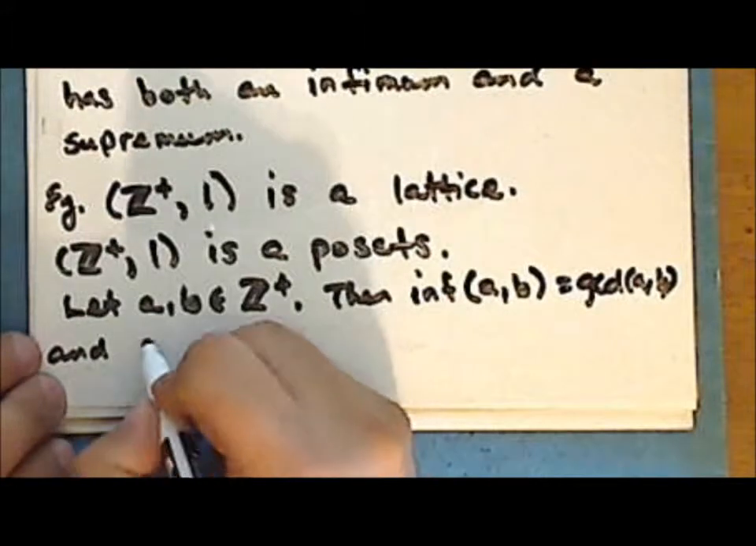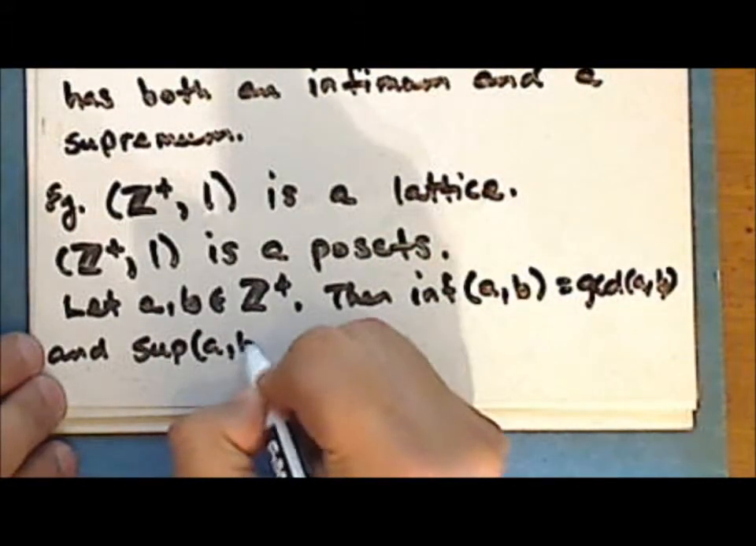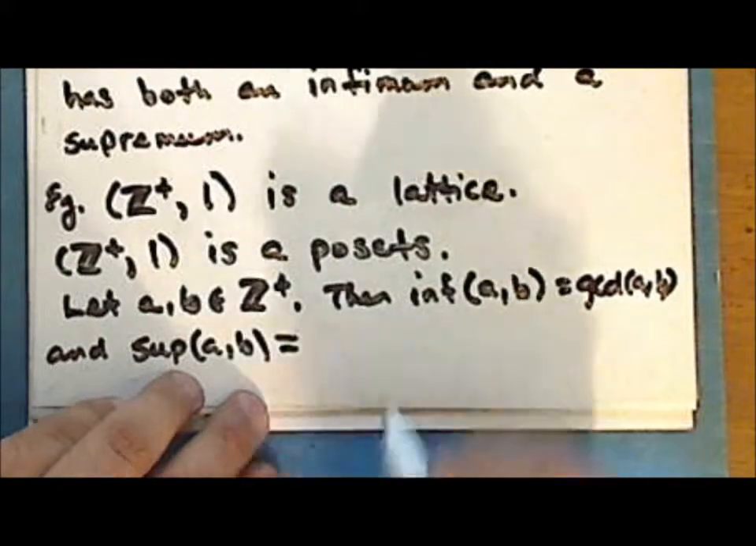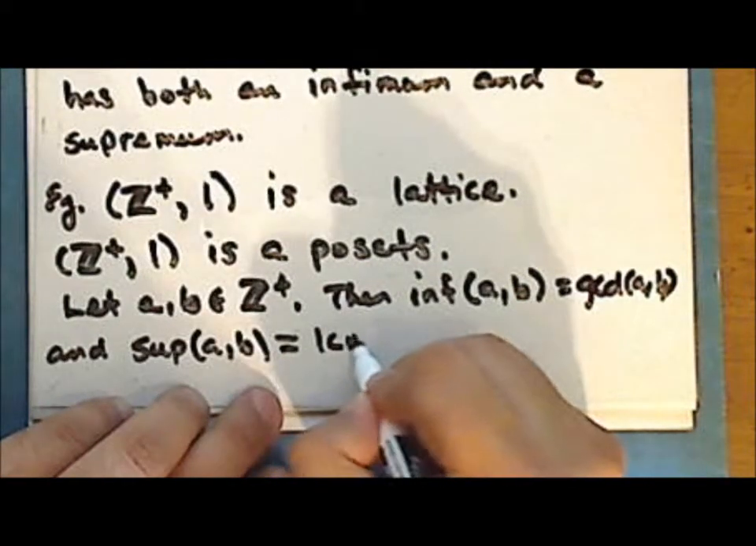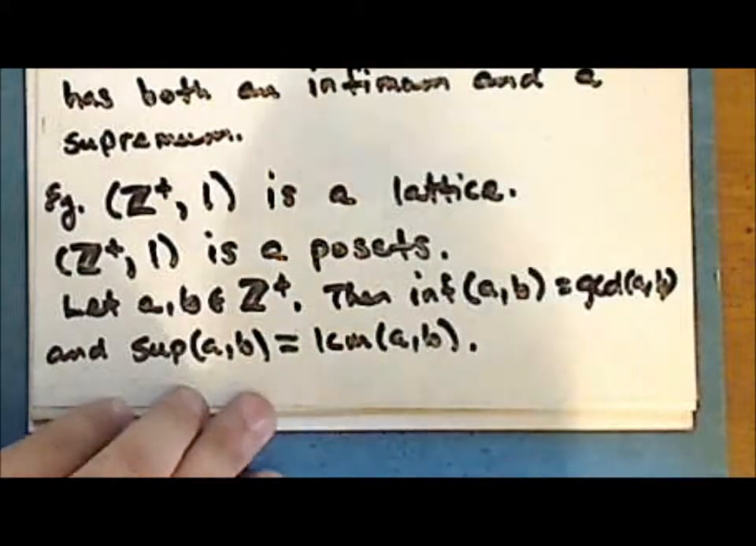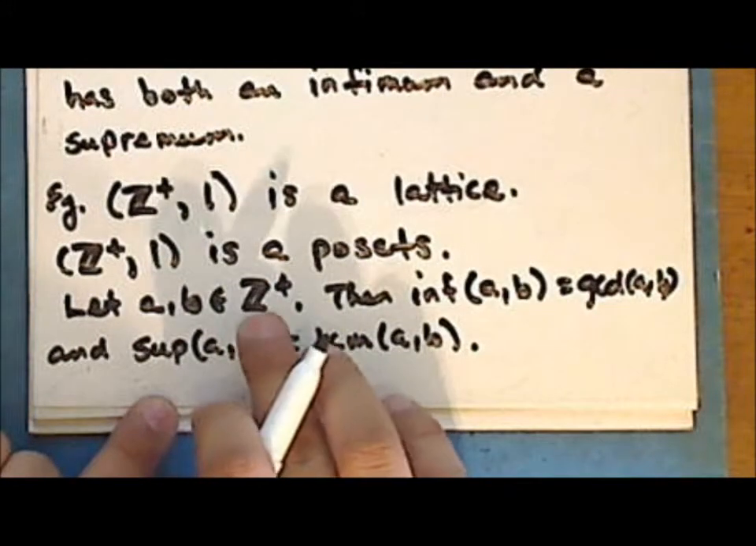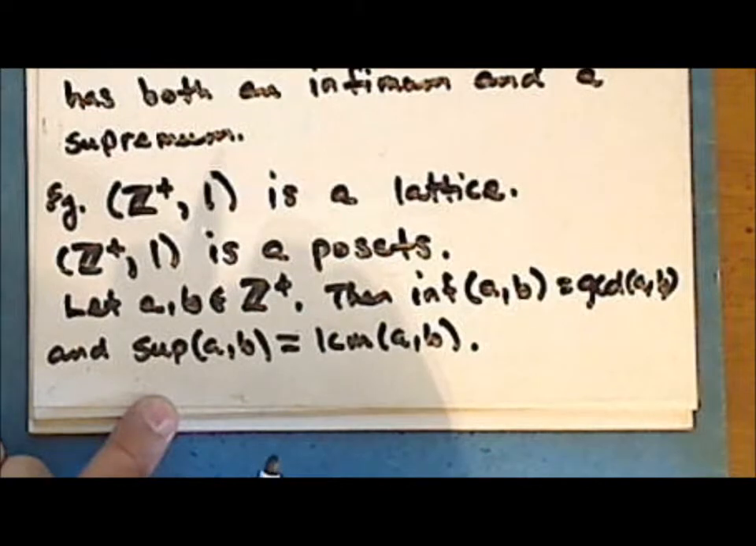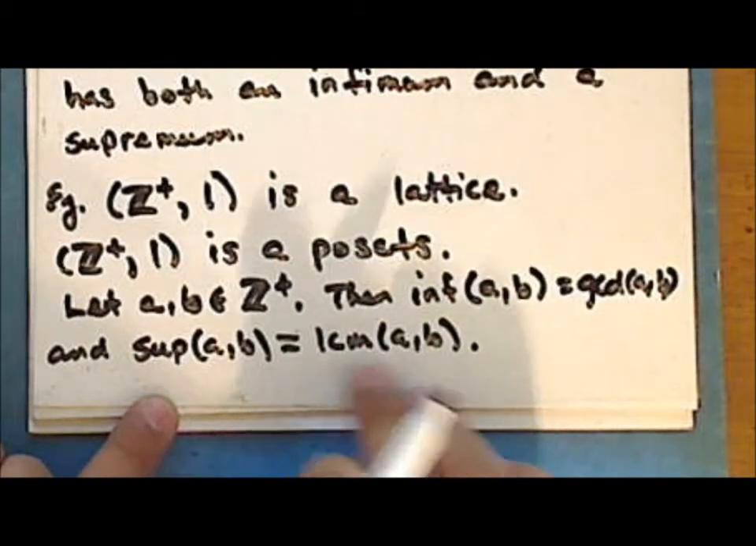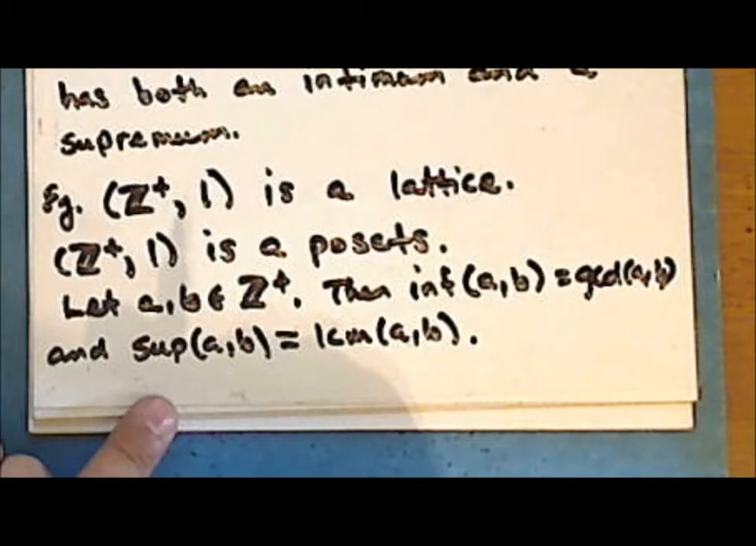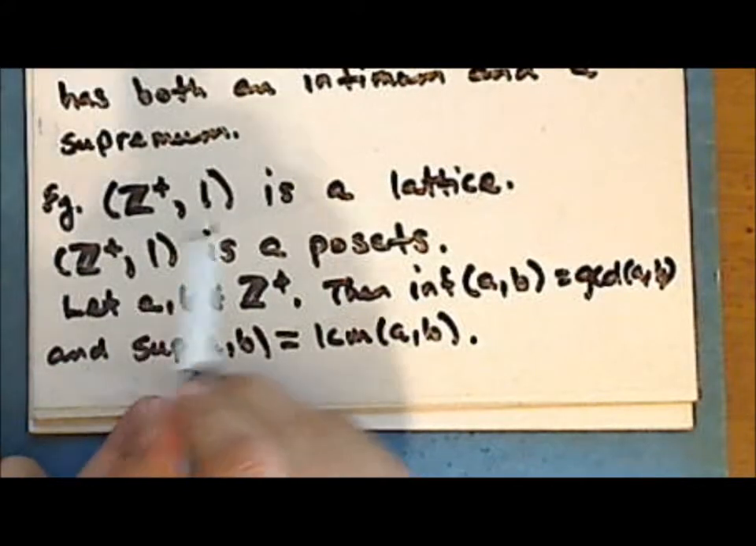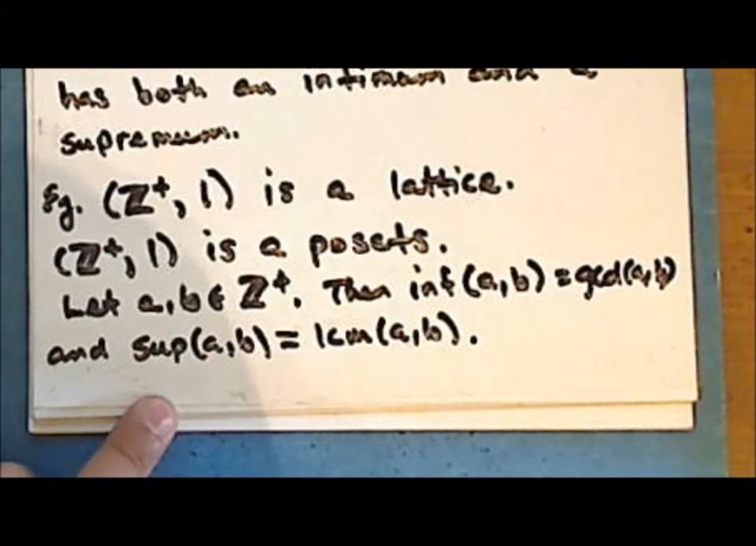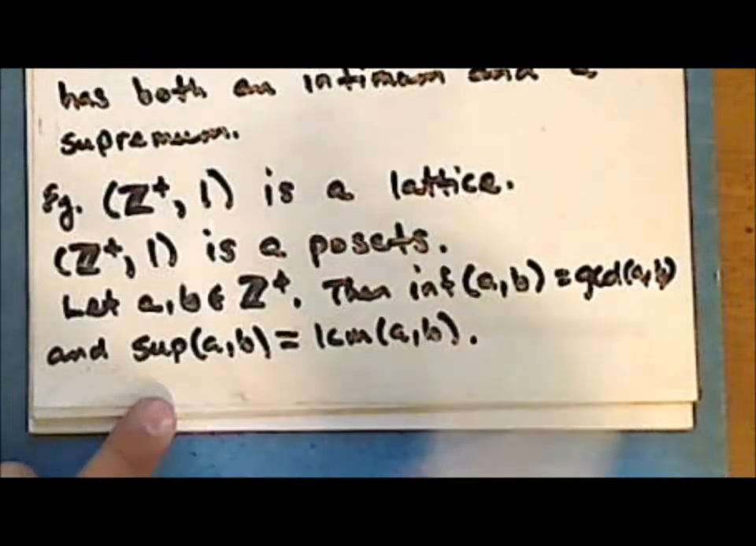And the supremum of the elements A and B is the least common multiple of A and B. And once again, since the elements A and B are positive integers, they are non-zero, and so there does exist a unique least common multiple of A and B, and so the supremum exists. So for every pair of elements in the set of positive integers with the relation divides, each of those elements has both an infimum and a supremum, and so this poset is a lattice.